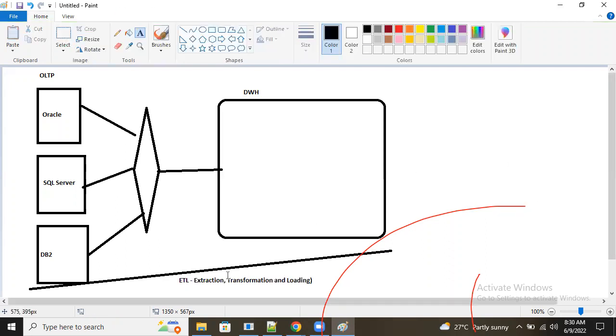Okay, what do you mean by extraction? Reading, selecting, pulling, getting the data from multiple and different OLTP systems. And you do some operations on top of these, and the final data stores into the data warehousing system. What do you mean by data warehousing system? We will be revisiting that.